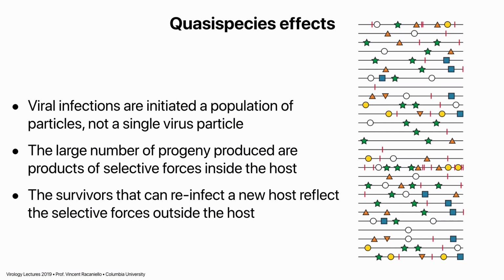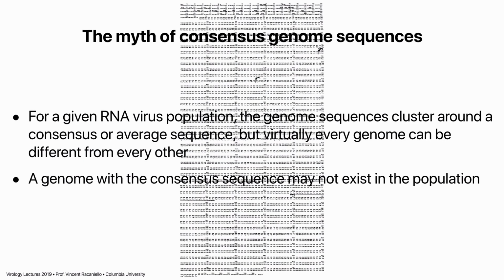And those that pass on to a new host, they have to be transmitted. They're under selection of a different sort as well. And so you go in with a mixture, and a certain fraction of that comes out again. So that's why it's important to understand this. You're not infecting with one sequence, you're infecting with a mixture. So I call this the myth of consensus genome sequences. What I did in 1981 is a myth.